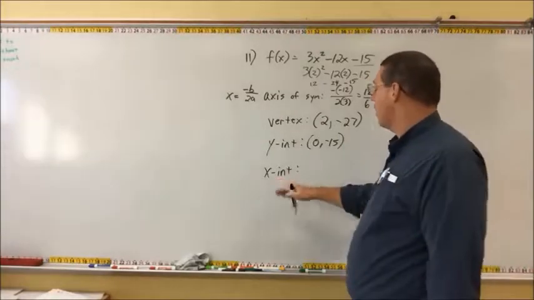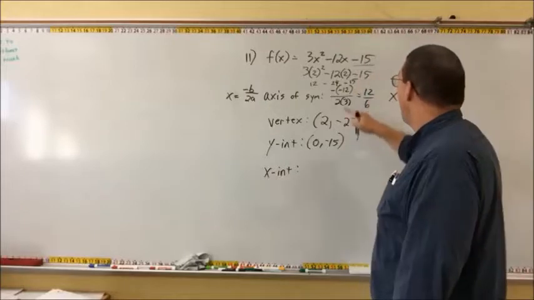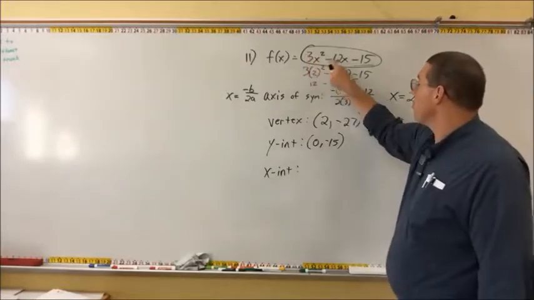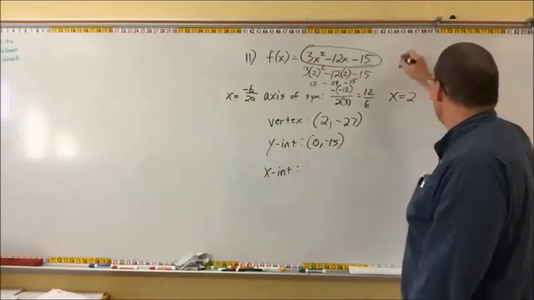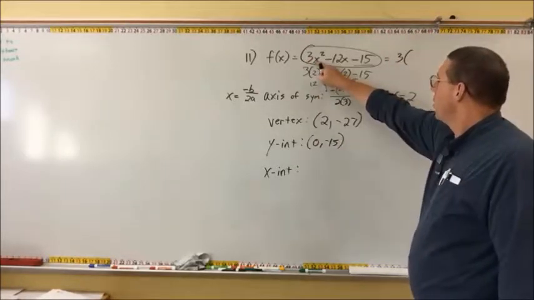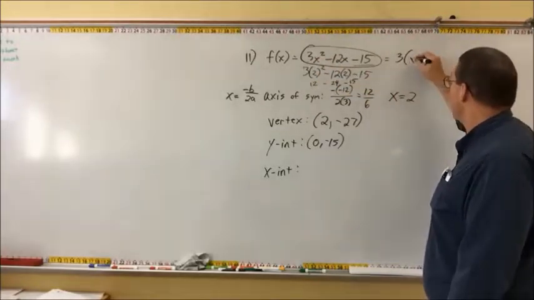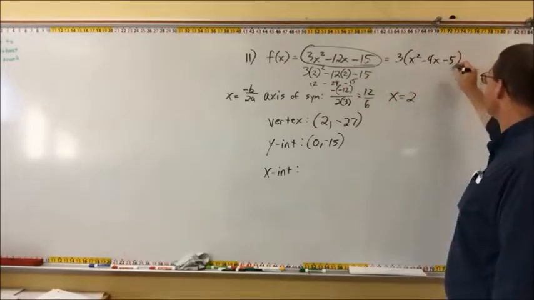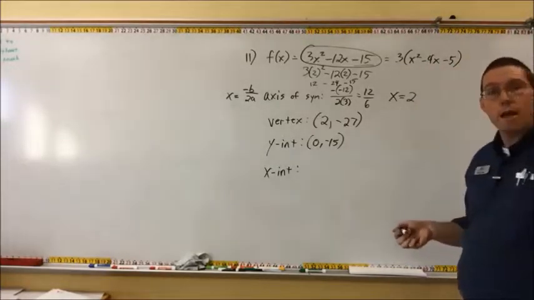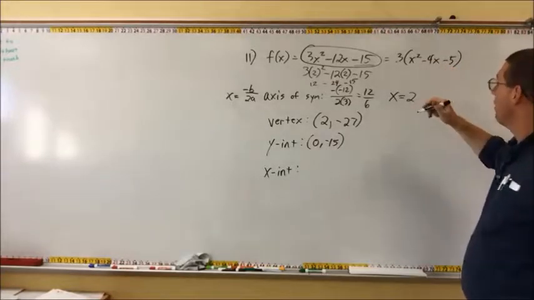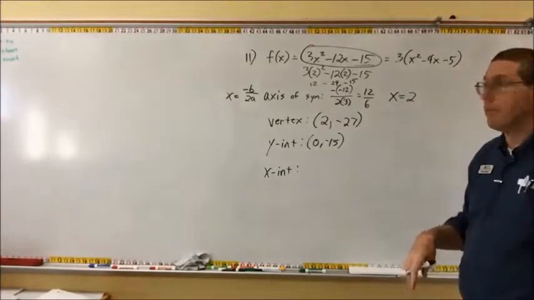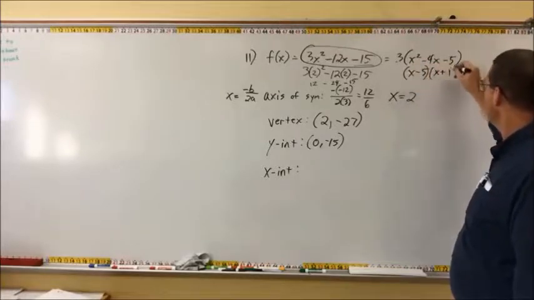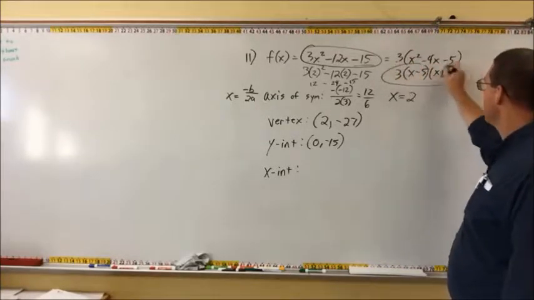All right. Last thing we have to identify is the x-intercepts. Now look at this function right here. If you look at it, you'll see that it can be factored. First of all, we can factor a 3 out of all the terms. If we divide out a 3, 3 times x squared divided by 3 is just x squared. Negative 12 divided by 3 is negative 4x, and negative 15 divided by 3 is negative 5. This can be factored. Two numbers that multiply to negative 5 but add up to negative 4 are negative 5 and positive 1. If I put an x in front of each one, put parentheses around them, then put a 3 in front of them, this is now my function.